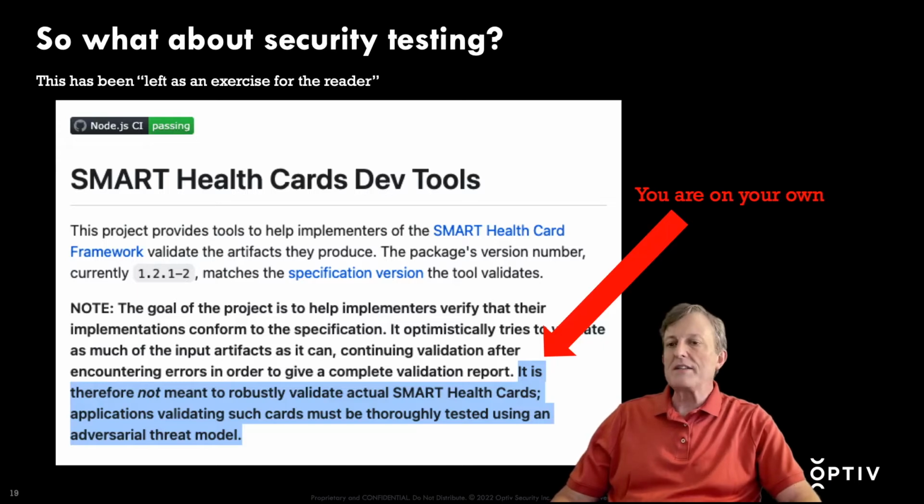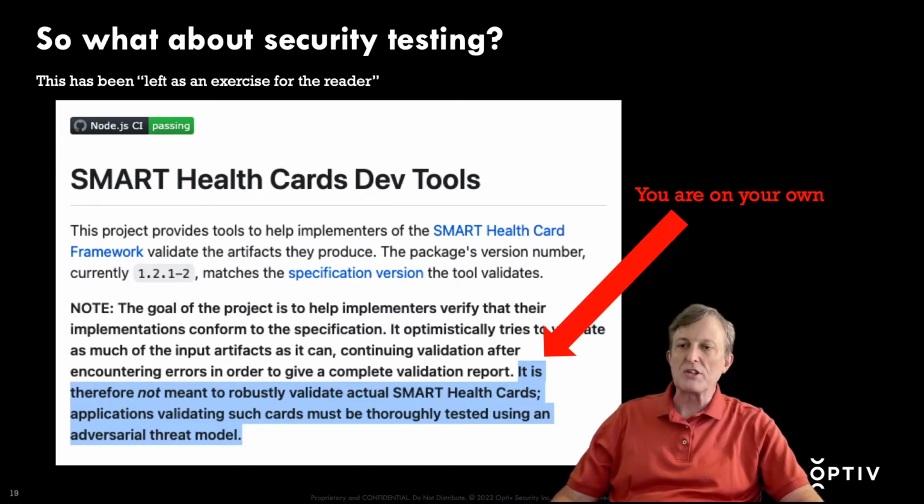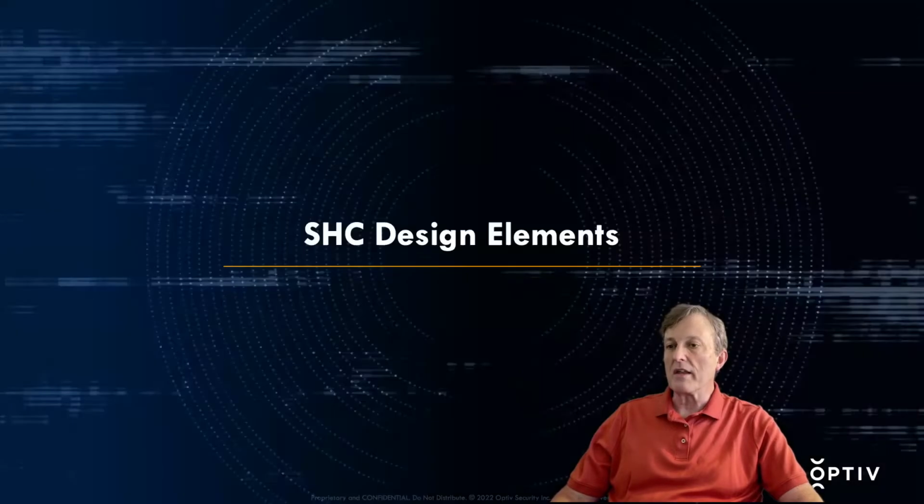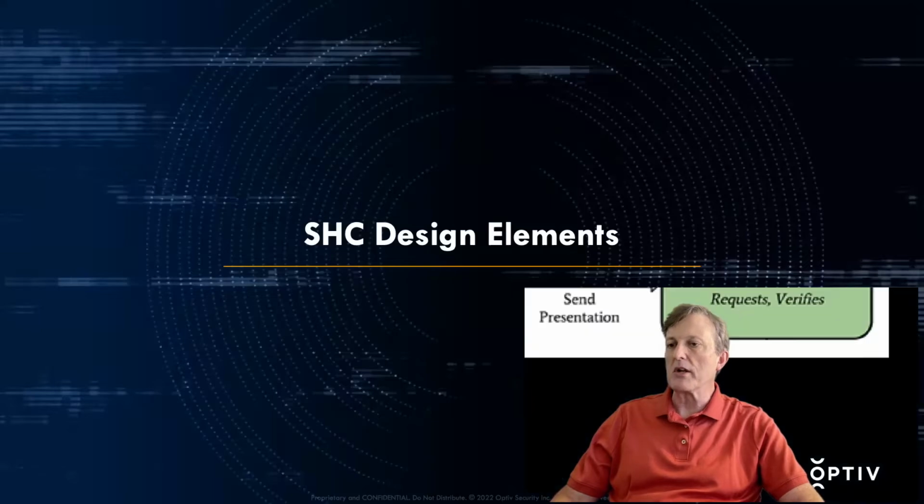So we'll try to, we won't do a full threat model, but we'll talk through what some of the threats are, so you can think about that. So what are these design elements and how did they put them together when they created Smart Health Cards?